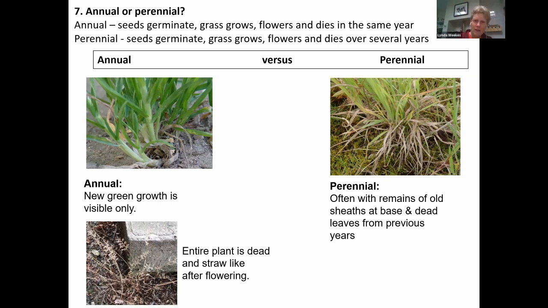But generally speaking, annual means very green. It can be quite big, but it's not really established looking as such, and there's not much evidence of dead, withered, old remains of the plant. So that's probably the best way of knowing whether it's annual or perennial.